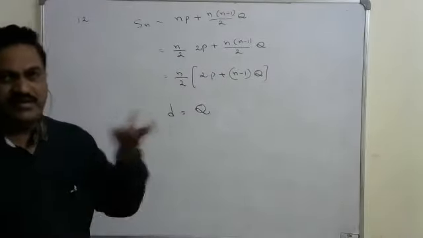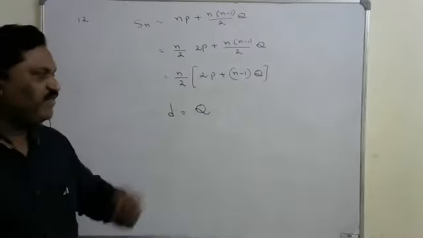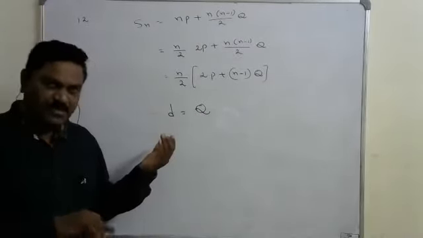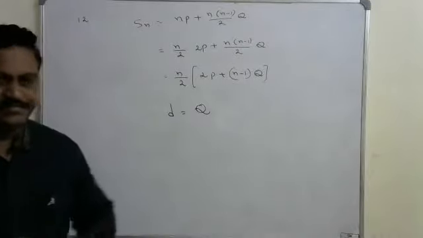What is there in the place of a? What is there in the place of d? We can identify. So first term is P, common difference is Q. That's the answer. Take that.